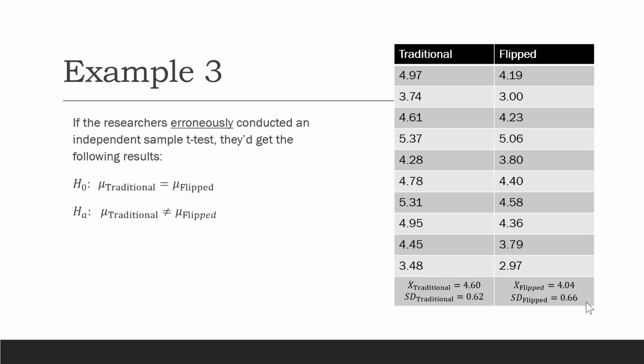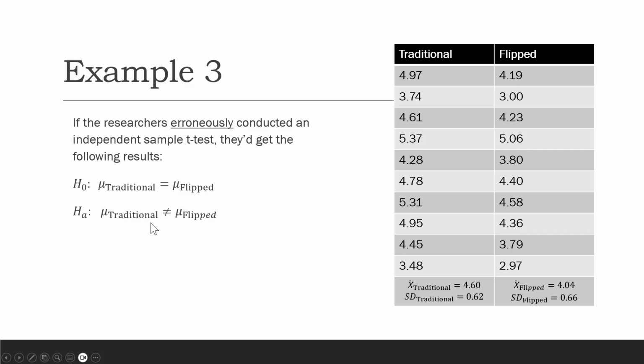And so let's say our researchers erroneously conducted an independent samples t-test using this data. They ignored the dependency in the data, and we don't want to do this, but let's say they tried to use the independent samples t-test, or the two-sample t-test. They were using this null hypothesis here, right? That mu sub traditional, the mean number of hours for students under the traditional method, is equal to mu sub flipped, the mean number of hours in the flipped method.